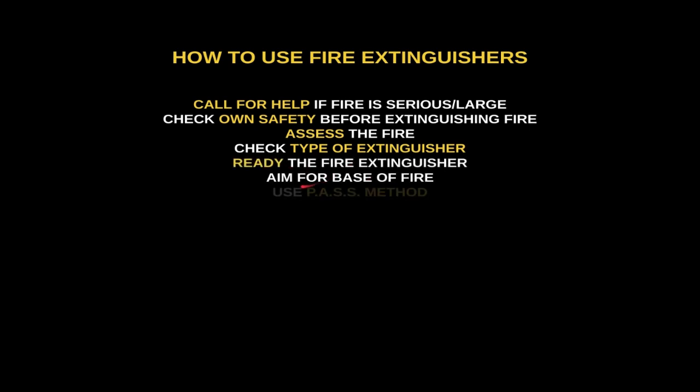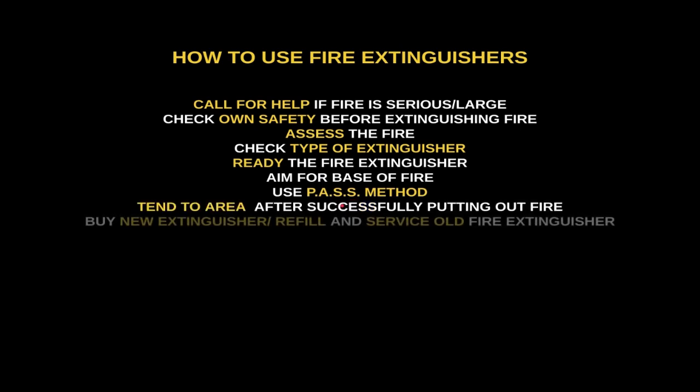This will be after assessing the fire. Check your own safety before extinguishing the fire. Assess the fire. This will all be done intuitively. You'll see if there is a fire. You'll be able to make these decisions relatively quickly. Now check the type of fire extinguisher, ready the fire extinguisher, aim for the base of the fire, and use the PASS method, which we'll quickly go over now. So tend to the area. After successfully putting out the fire, please buy a new fire extinguisher or refill and service the old fire extinguisher.